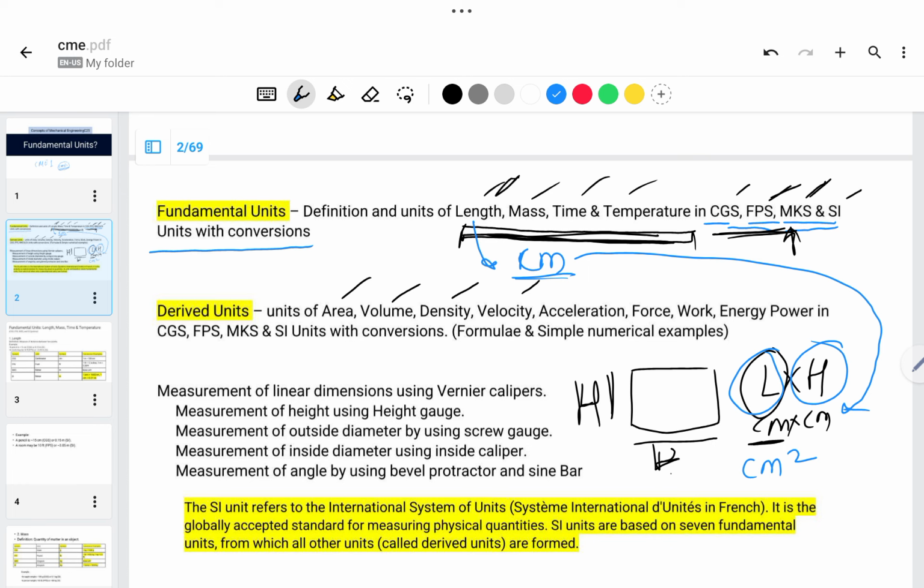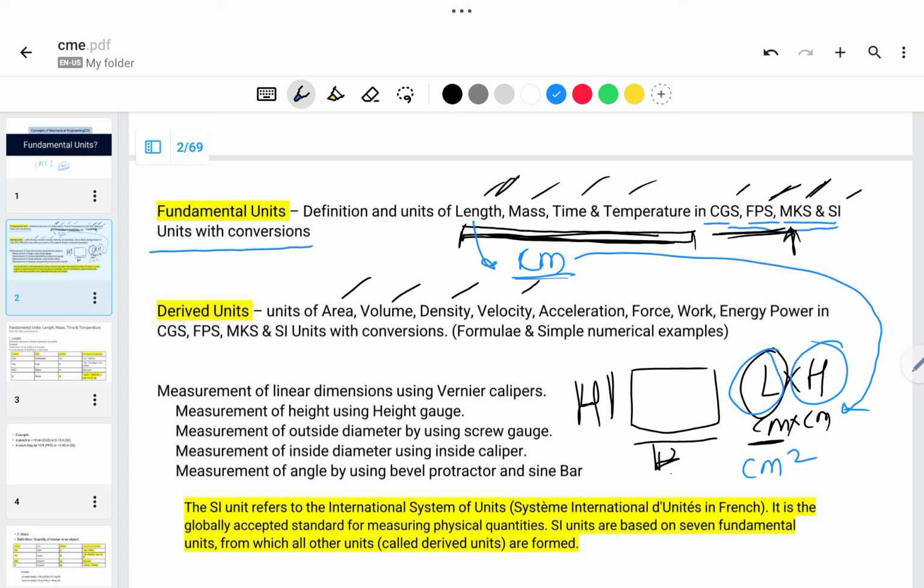So I hope you understood what is meant by derived and what is meant by fundamental units. There is a difference in that. Actually, derived units are the units that we develop from the fundamental units only.